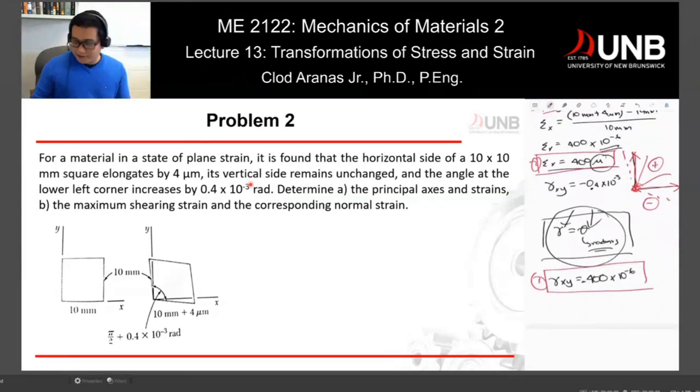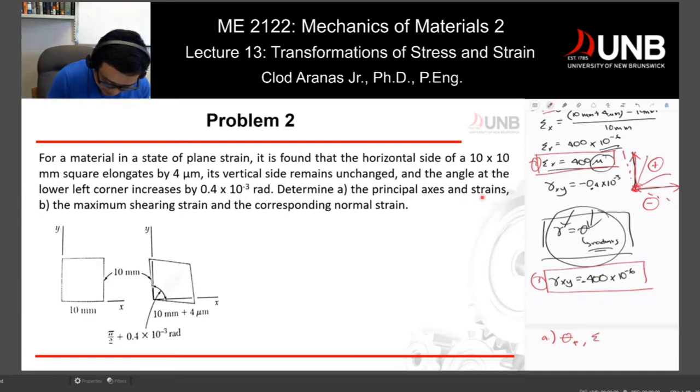So let's try to calculate that one. The first question would be the principal axis, and let's use the equations for now. There's Mohr's circle in the next slide, but let's just use the equations first. So now we have part A. We are asked for the principal axis, which means how much rotation I would need in order to obtain my principal strains. In this case, the question is asking for theta sub p. It's also asking for the principal strains, which are epsilon 1 and epsilon 2. And we can easily check the equations in the previous slide.